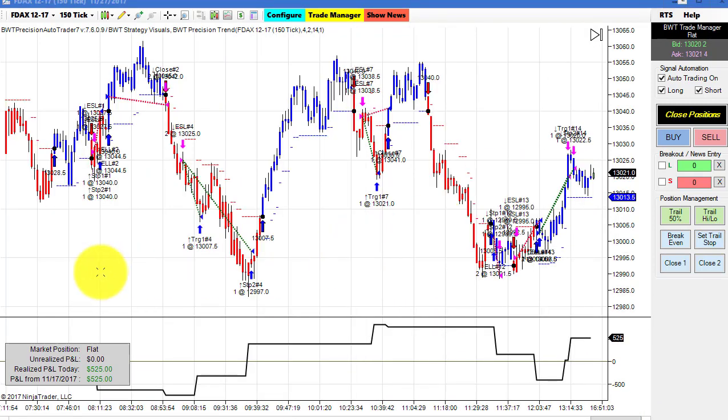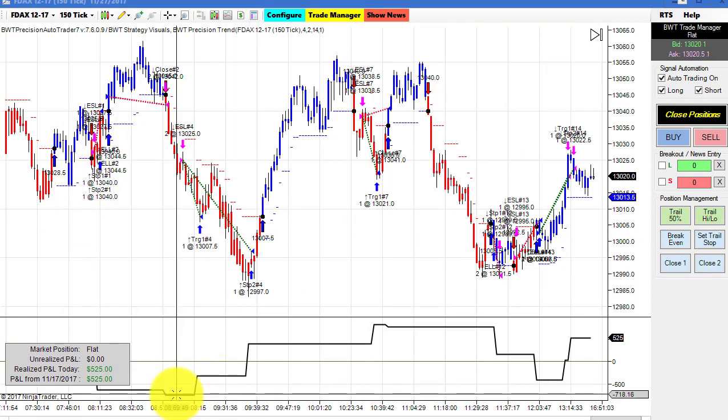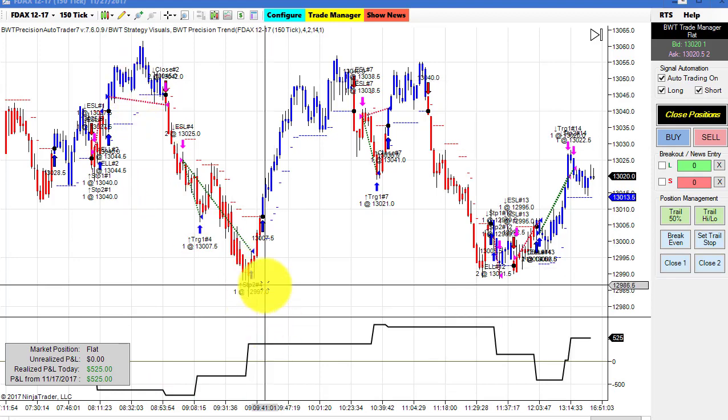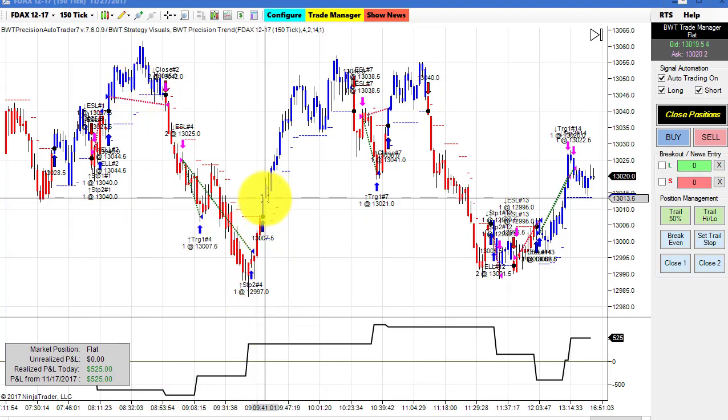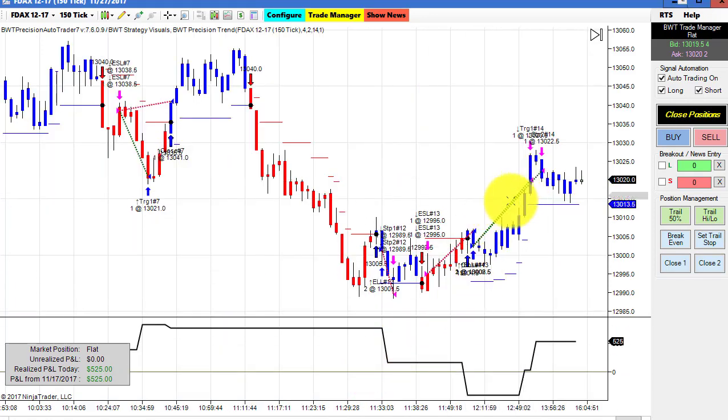Okay, next up is the DAX 150 tick chart. This drew down about $700. We had a couple of losers and then a winner here. This long probably didn't get filled on our limit order. And then we came back with this winning trade. So still on the plus side of the ledger at $525 for the day.